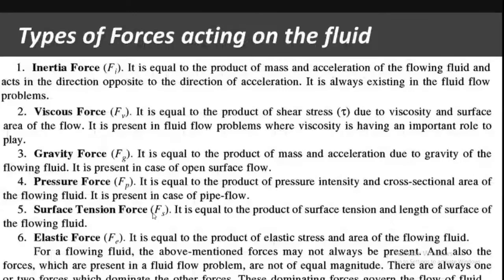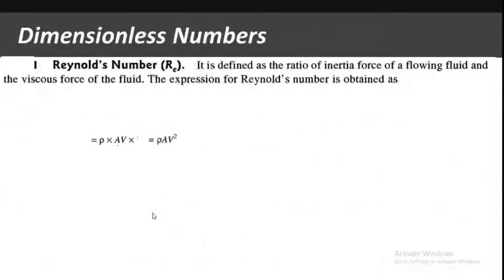So based on the above forces we are going to see the different types of dimensionless numbers. The first dimensionless number which we are going to see is Reynolds number. Reynolds number is rho v d upon mu, or vd upon mu. We have already been seeing this from the first unit, but we are going to see the definition and derivation of Reynolds number in detail. So what is Reynolds number? Reynolds number is simply defined as the ratio of inertia force to viscous force.